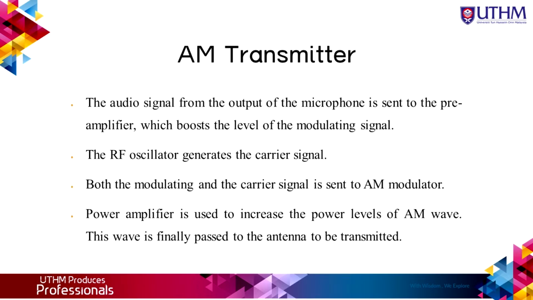AM transmitter block diagram. The audio signal from the output of the microphone is sent to the preamplifier, which boosts the level of the modulating signal. The RF oscillator generates the carrier signal. Both the modulating and the carrier signal are sent to the AM modulator. The power amplifier is used to increase the power level of the AM wave. This wave is finally passed to the antenna to be transmitted.